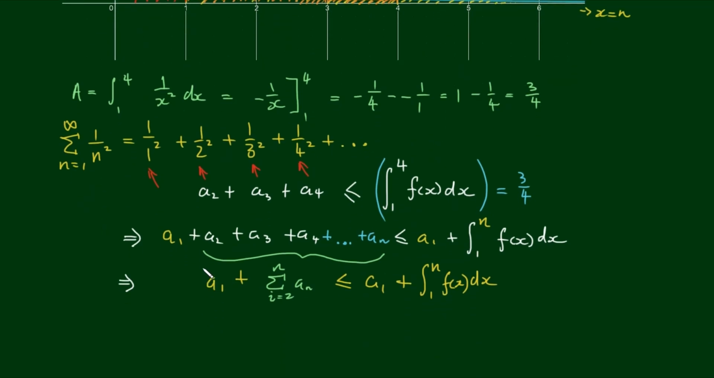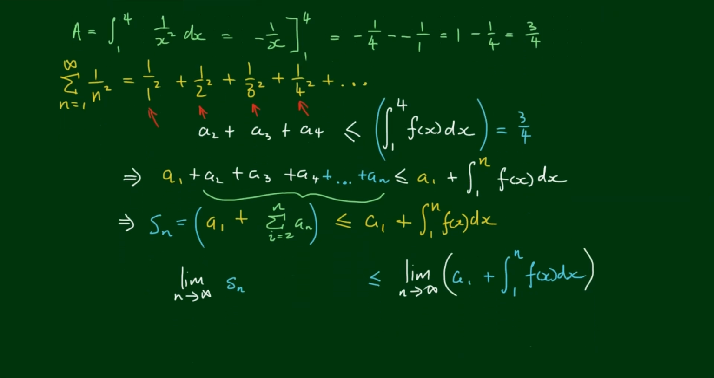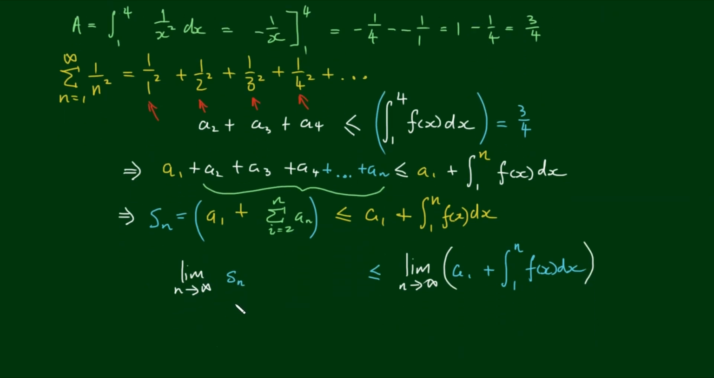So on the left hand side of this inequality, what this is, is the partial sum to the nth term. So the partial sum to the nth term is less than or equal to the first term a1 plus the integral from 1 to n of the function f of x with respect to x. Now here's the really cool part, because if we take the limit as n goes to infinity of s sub n, this will be less than or equal to the limit as n approaches infinity of the right side of the inequality. So the limit as n goes to infinity of s sub n is the series.